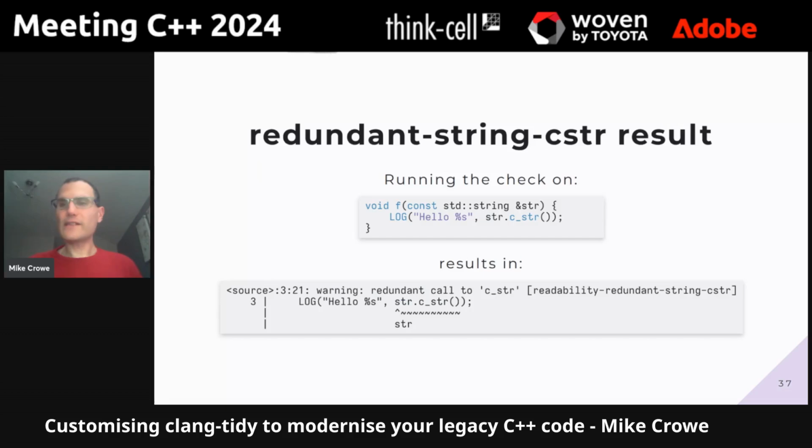So after all that, here's the result. Running the check on the code at the top yields the output at the bottom. So you can see that it's put little markers underneath the code that's going to be replaced, and then says what it's going to be replaced with.